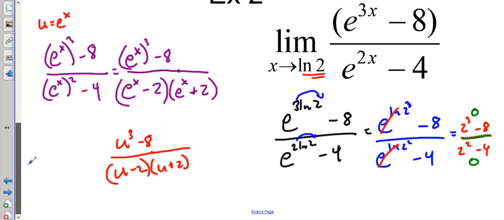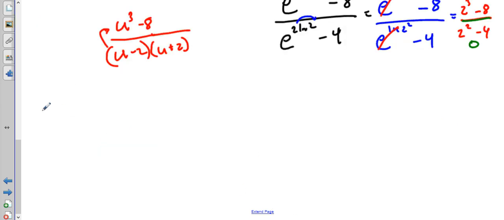So what I want to do next is factor that out of there. I'm changing this into this form because e to the x makes it very complex. So I'm just going to divide u minus 2 out of u cubed minus 8. And I'm going to use long division to do that, because that's what you probably know most.